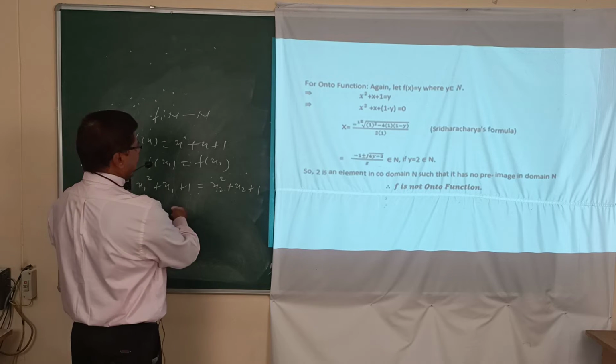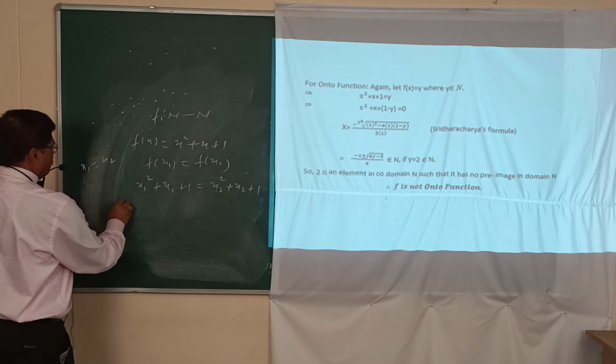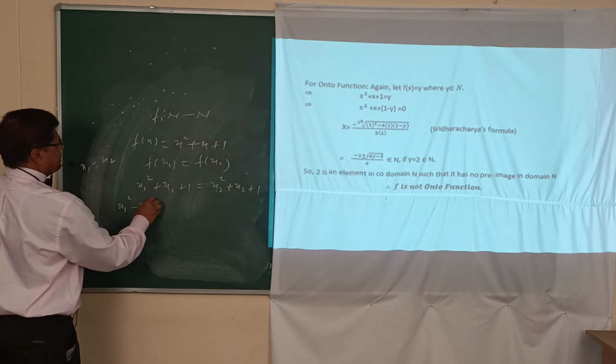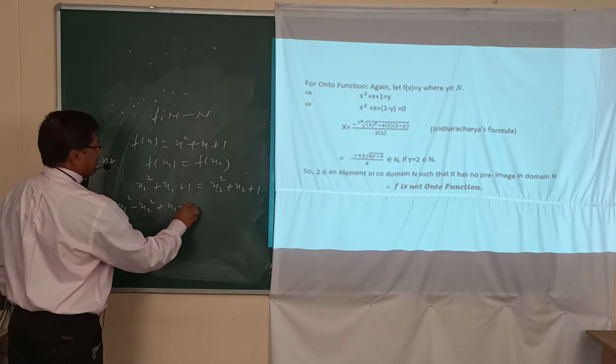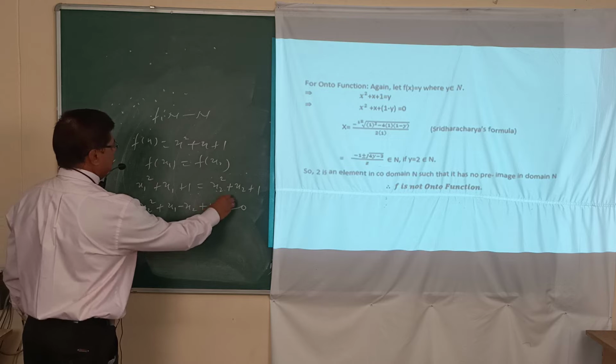Now we simplify this. You know how to simplify? We transfer all these numbers to the left side. So x1 square minus x2 square, x1 minus x2 plus 1 minus 1 equals 0. So here these two cancel.